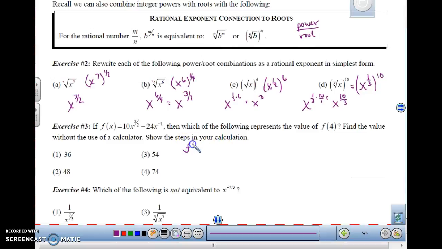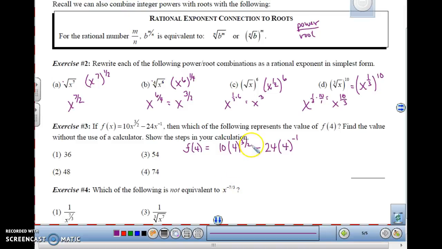All right, so f of 4 means we take each x and plug in a 4. So 10 times 4 to the 3 halves minus 24 times 4 to the negative 1. So there's my input, putting in the 4. All right, what is my output?